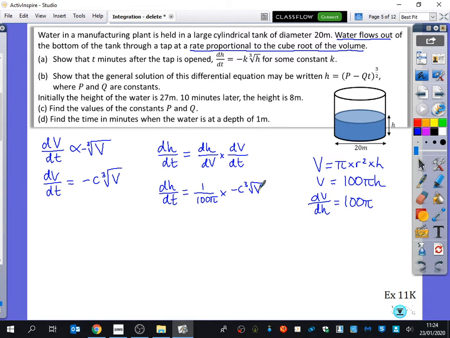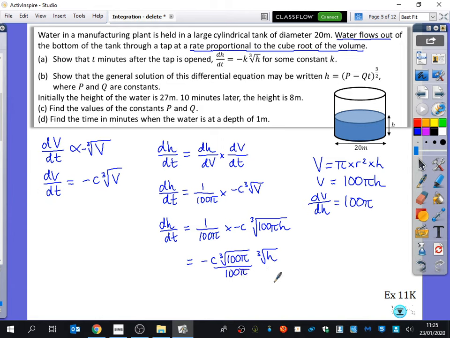Sorry. We can just replace. We can just sub it in. I don't know why I was doing that. So we've got 1 over 100 pi multiplied by minus c times the cube root of v, which is 100 pi h. Sorry about that, guys. And we can take out the cube root of 100 pi, and so we keep 100 pi, 100 pi. So we get minus c cube root of 100 pi cube root of h all over 100 pi.